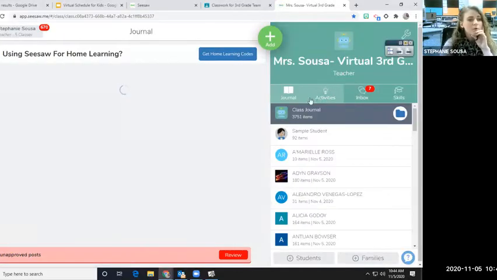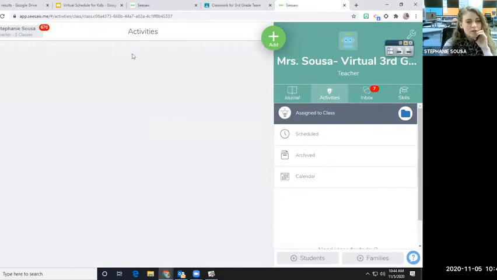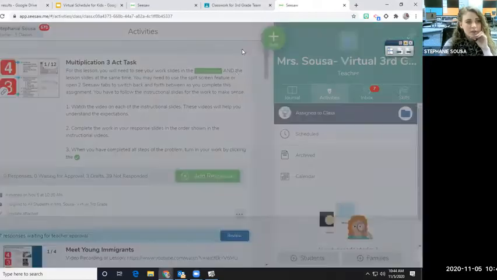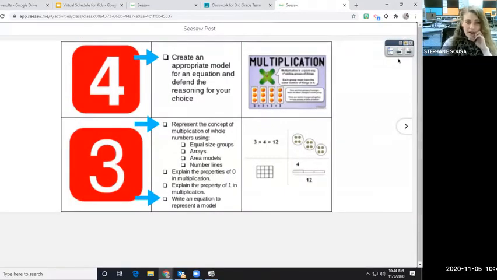Okay, so I'm going to be doing this on the instructional slides while you are working in the student slides. As a reminder, we do have a goal today. We are trying to, level 3, represent the concept of multiplication using whole numbers.